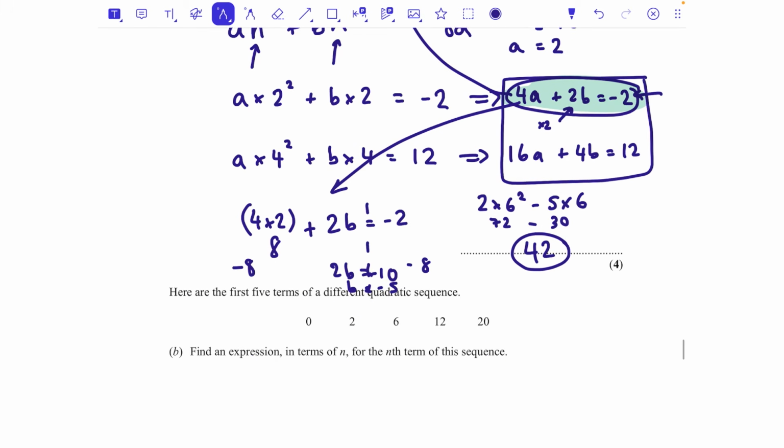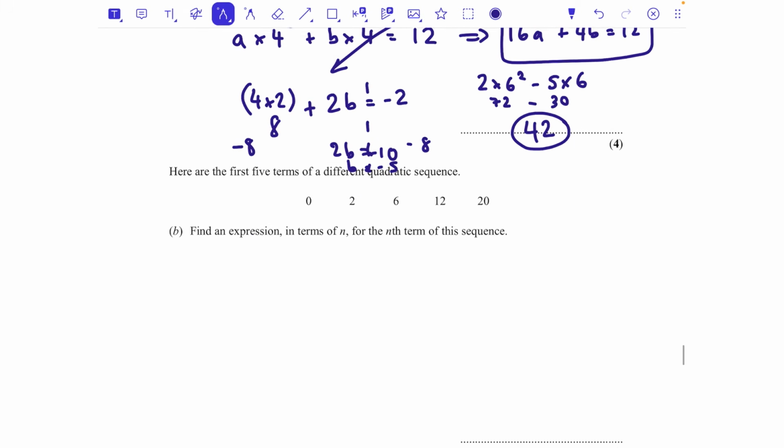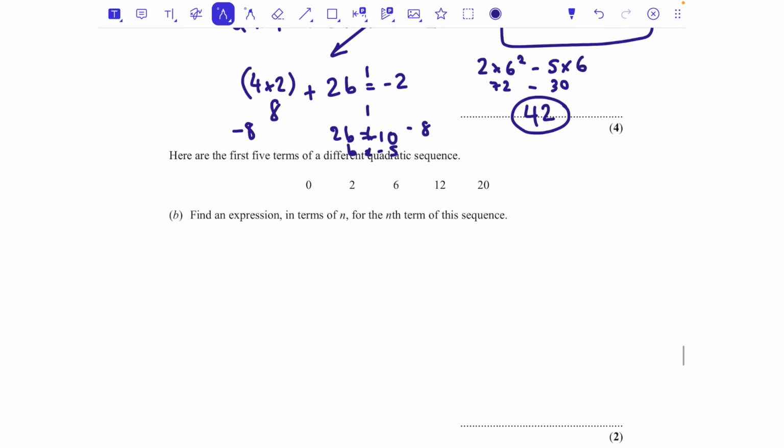Very tricky, that one. Here are the first 5 terms of a different quadratic sequence. Find an expression for the nth term. So we always do the difference: plus 2, plus 4, plus 6, plus 8. And if that first difference is not the same, we know it's quadratic. We're also told that here as well. So we go again, the difference between the differences: plus 2, plus 2, plus 2. And that should be constant.